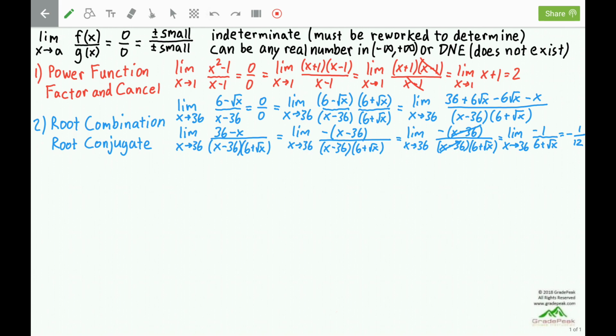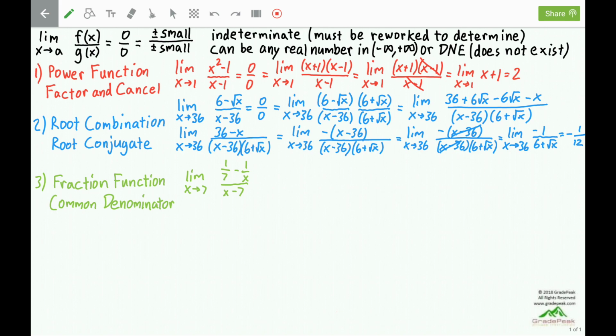Another type you may encounter is the fraction function. That will have a fraction involving x in some way, combined together with one or more terms. The method by which to rework this will be the common denominator. Let's look at an example.